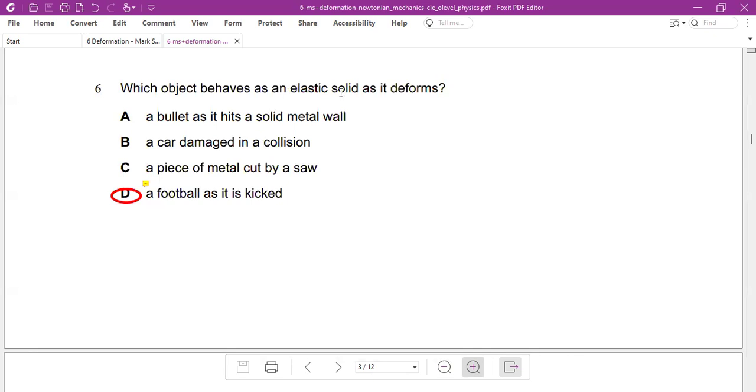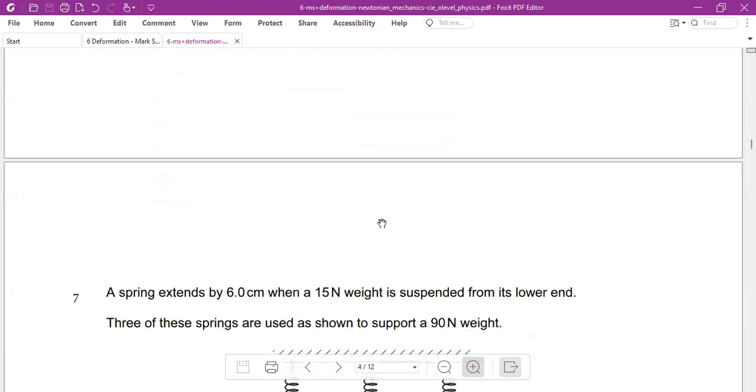Which object behaves as an elastic solid as it deforms? A football is an elastic solid. Elastic solid means something that comes back to its original shape when the force that is applied is removed. So when we apply the force, it deforms. When we remove the force, when we kick the football, it bumps in slightly, and when we remove it, it comes back.